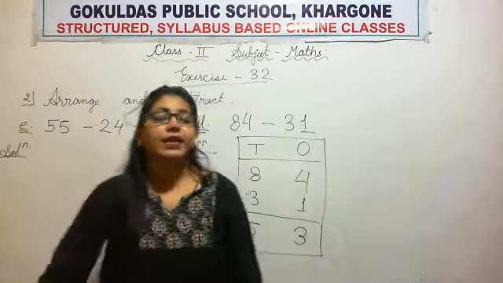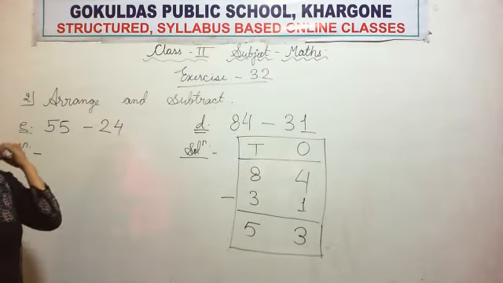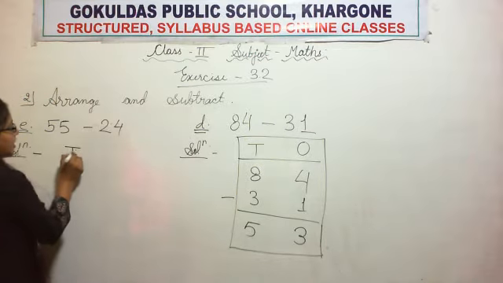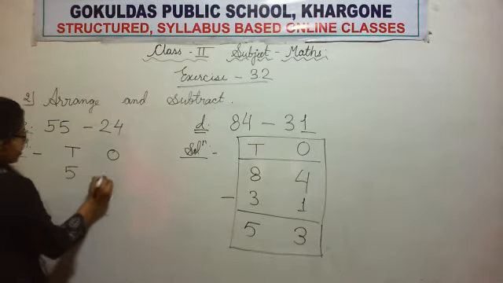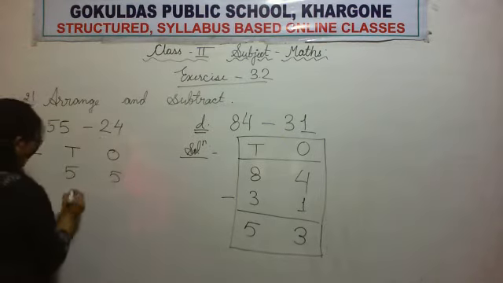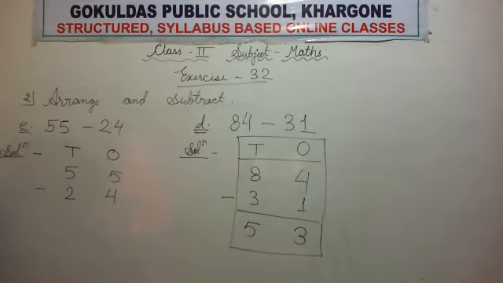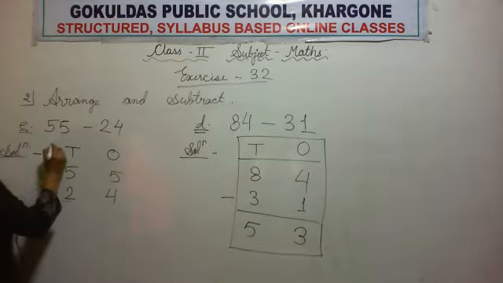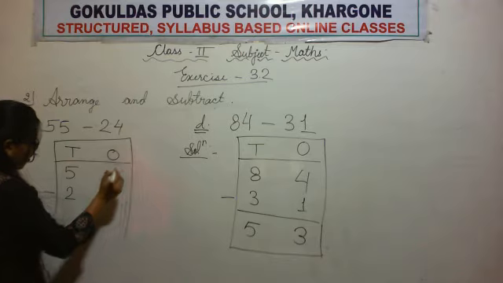So the very first step is writing the places. Since 2 digits are there, we will write 2 places, that is tens and ones. Now the minuend is 55, so we will write 55, ones below ones and tens below tens. Now the subtrahend is 24, so we will write 24. We'll put the minus symbol also. Now make the table with the help of a scale or ruler.